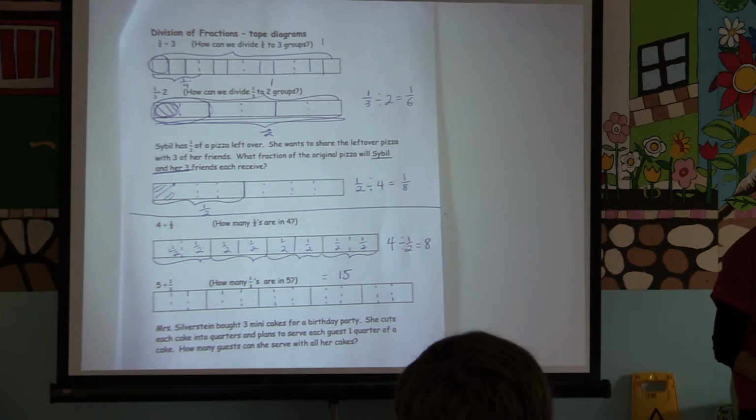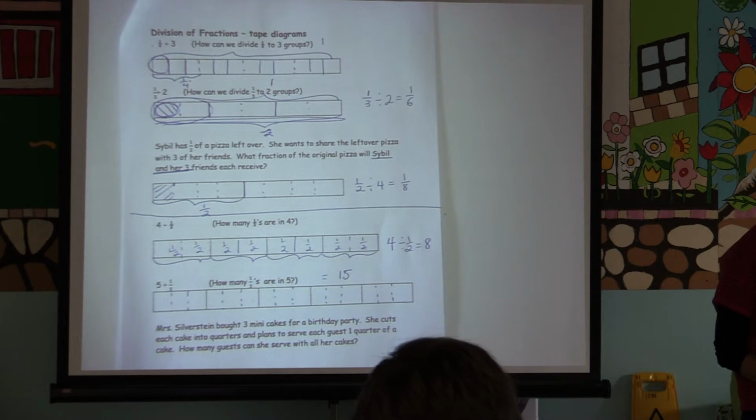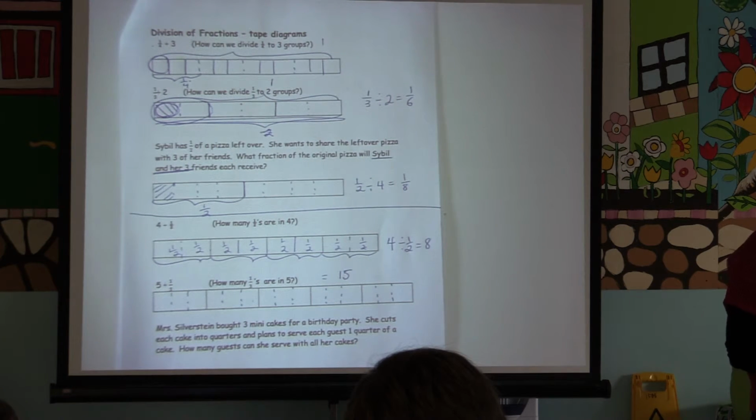When do we use this in real life? Mrs. Silverstein bought 3 mini cakes for a birthday party. She cuts each cake into quarters and plans to serve each guest 1/4 of a cake. How many guests can she serve with all her cakes?